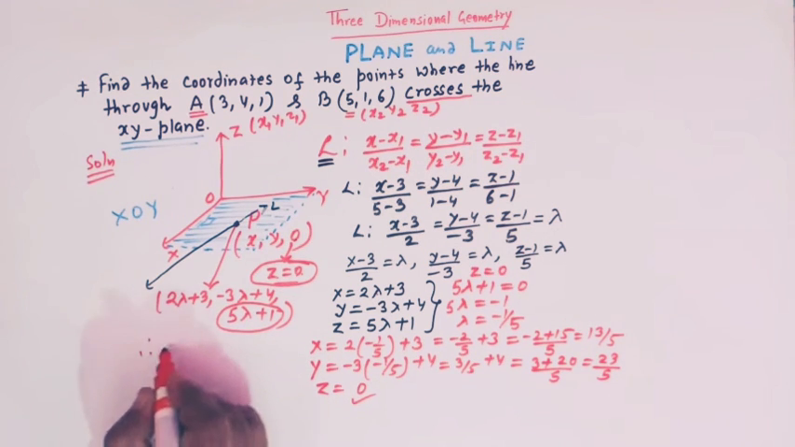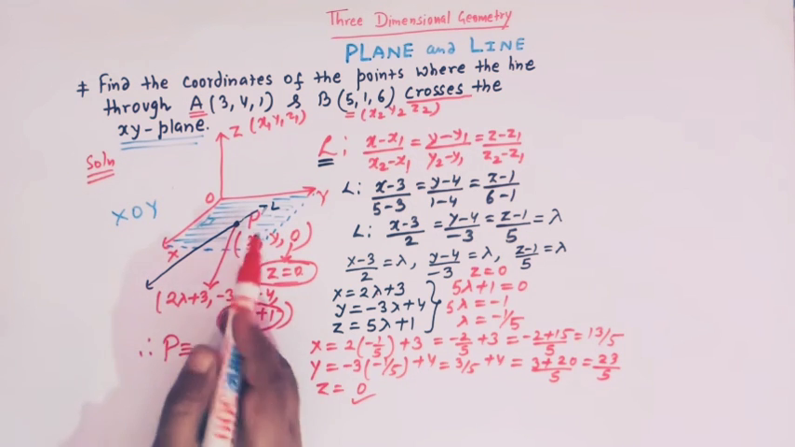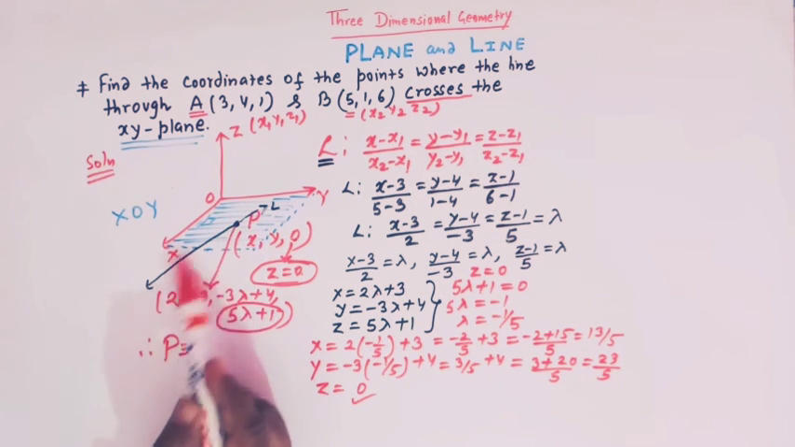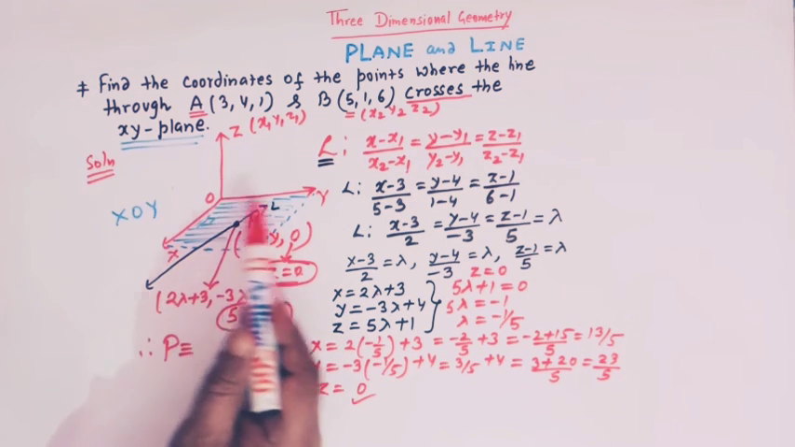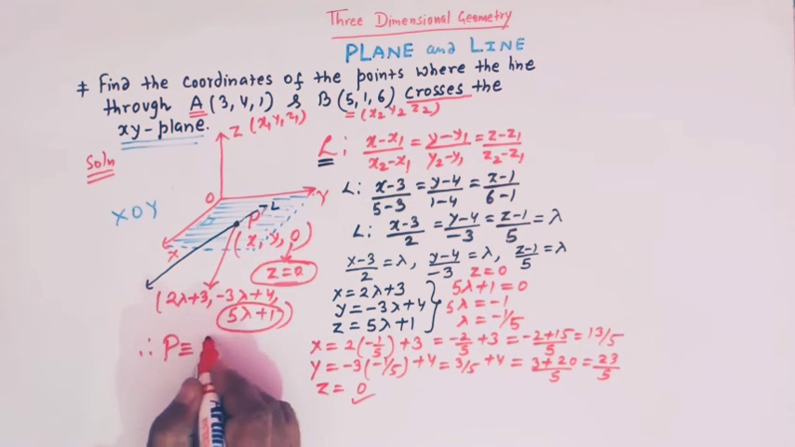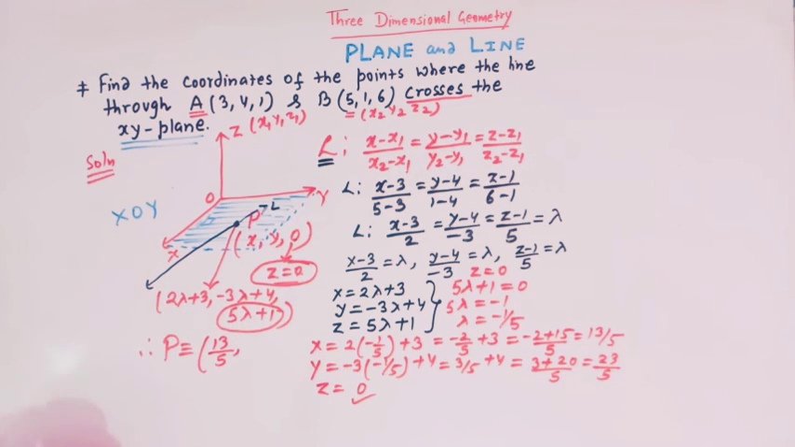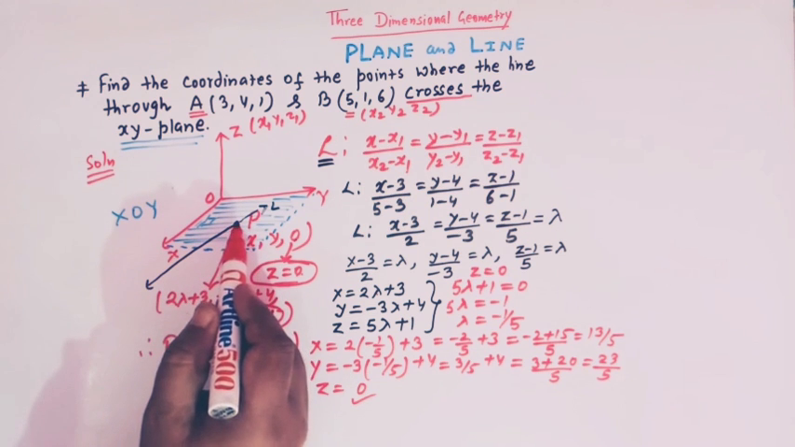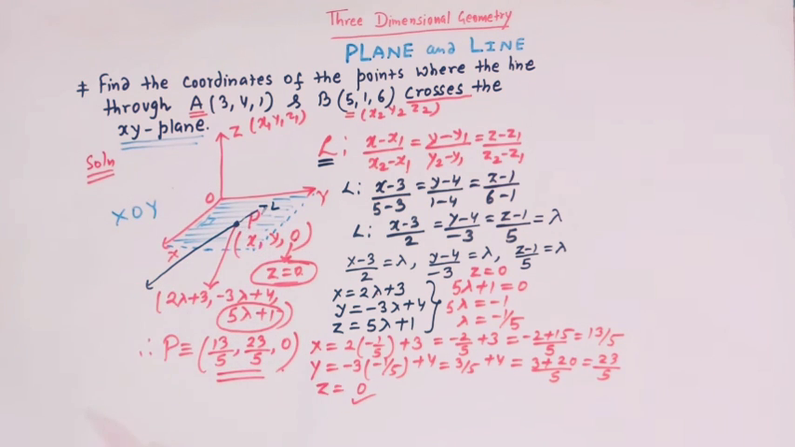Therefore the coordinates of this point P, where this line L crosses the xy plane, are given by 13 over 5, 23 over 5, and z is 0. So this is the required coordinate of this point P.